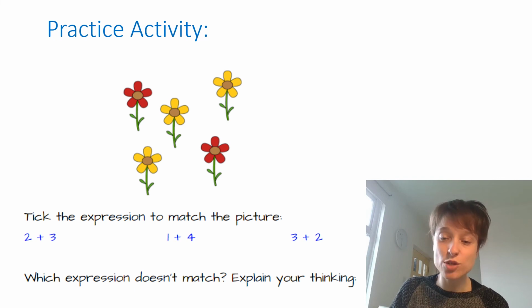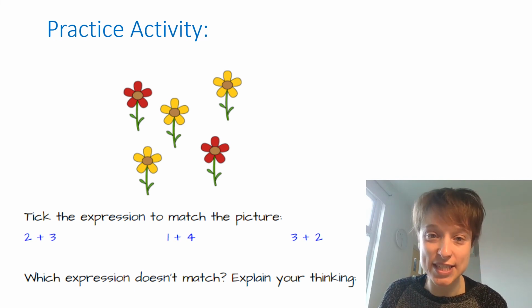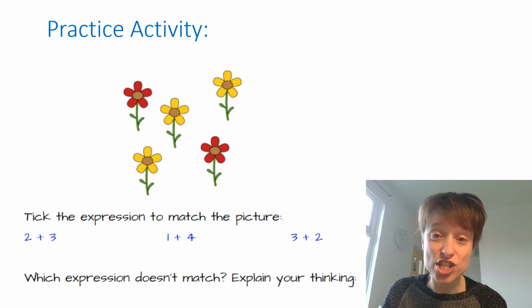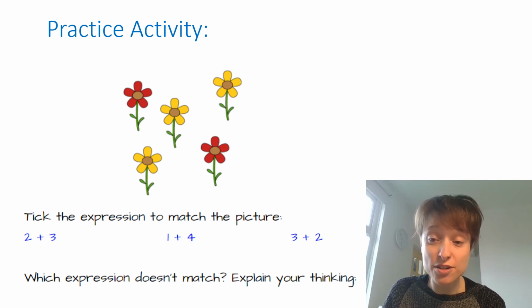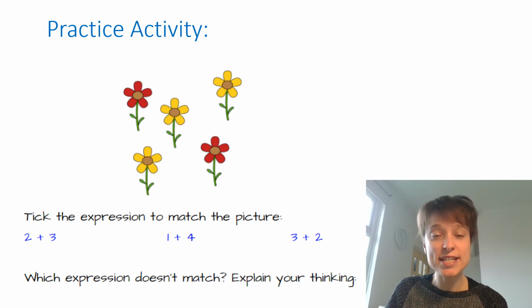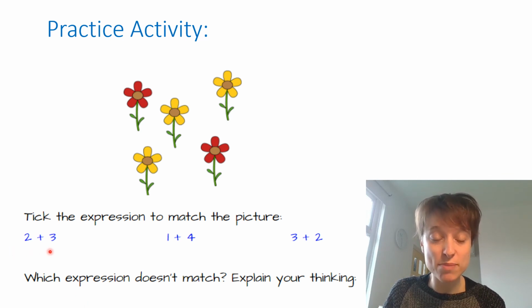So now I'm going to tell you a little bit more about your practice activity today. You're going to have a worksheet to complete today, which you'll be able to find in your portfolio on Class Dojo. And the worksheet will look like this. So you need to have a close look at the picture of the flowers, and you can see that there are 3 expressions underneath. So we've got 2 plus 3, 1 plus 4, and 3 plus 2. So you have to think about which expression matches the picture of the flowers.